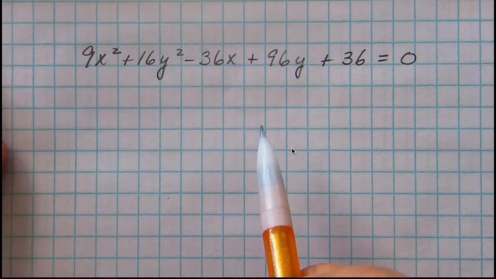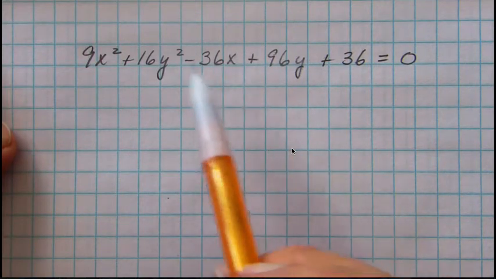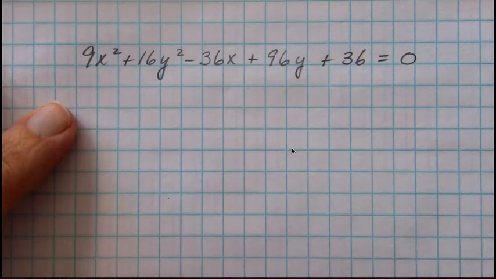So in previous videos we were looking at a parabola, which is when either the x or the y was squared. But now we have them both squared, and so this is going to be something other than a parabola.